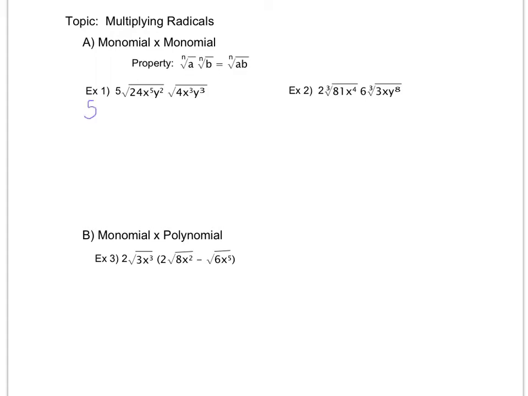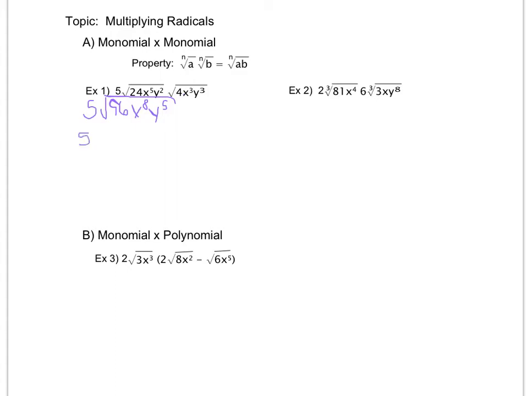The 5 will remain out front. 24 times 4 is 96. X to the 5th times x cubed is x to the 8th. Remember, that's one of those prior course concepts that you saw on the pretest that you had to make sure that you knew. Y squared times y cubed is y to the 5th. And now I can go ahead and simplify like I've done in the past.